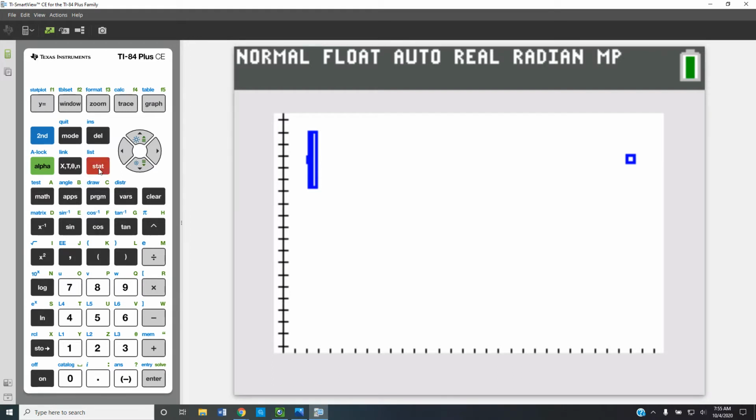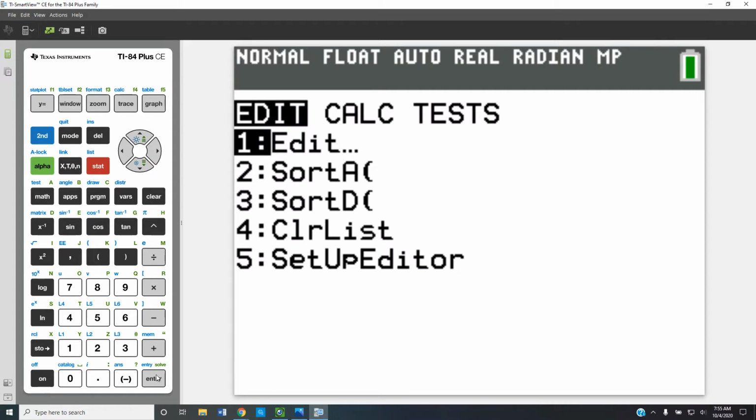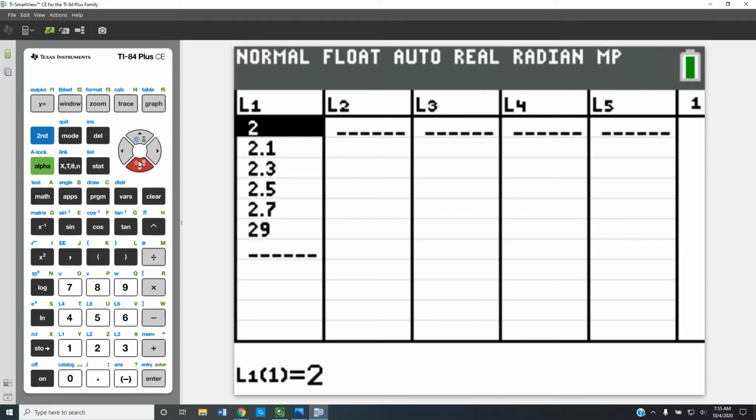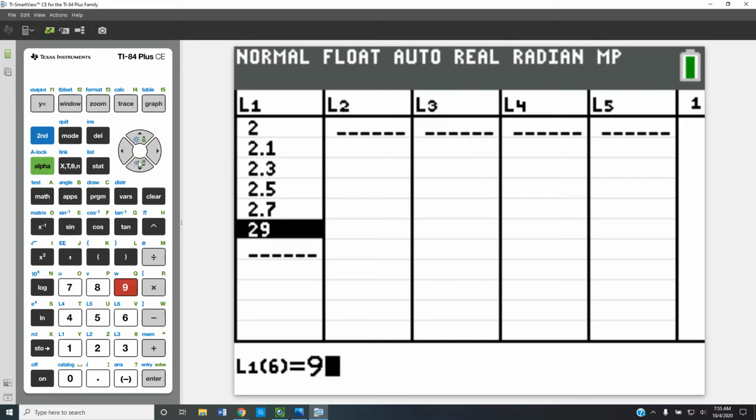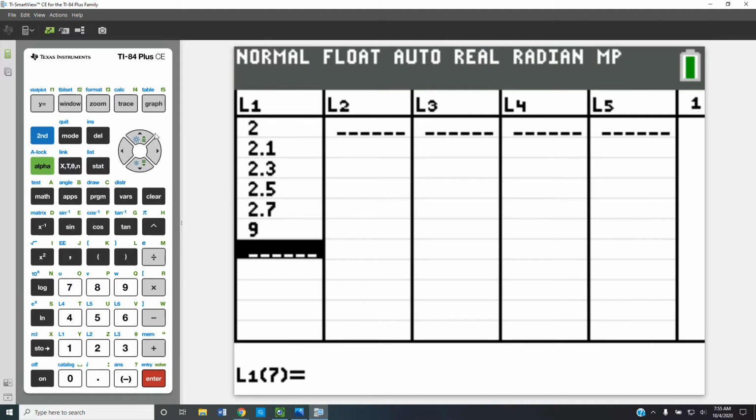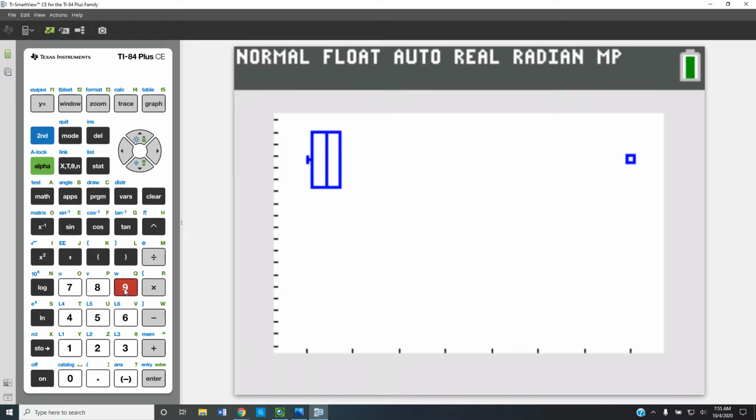Let's go back to stat. Let's edit our data. 29 was a little extreme. Let's go to 9. Okay. Change that 29 to a 9. Now let's go back again. We already set it all up. All we got to do is go zoom 9. There we go. So there's my box and whisker, and you can see I got this dot laying out here.